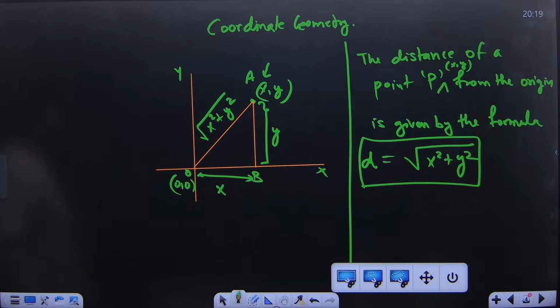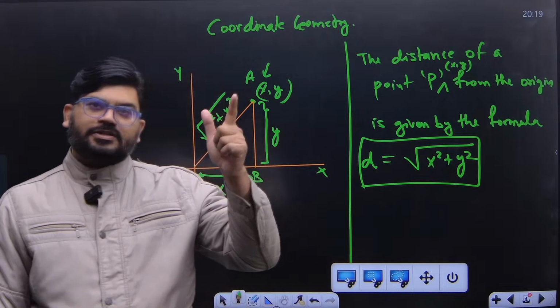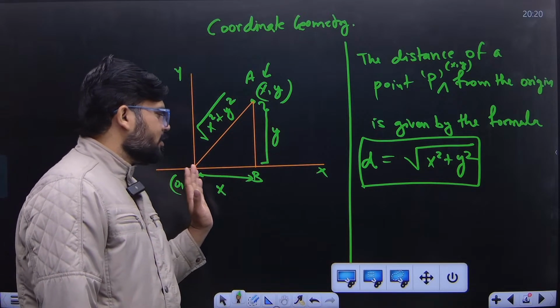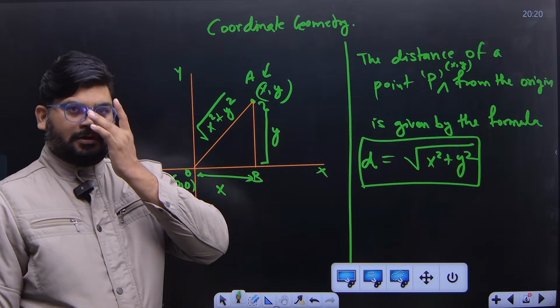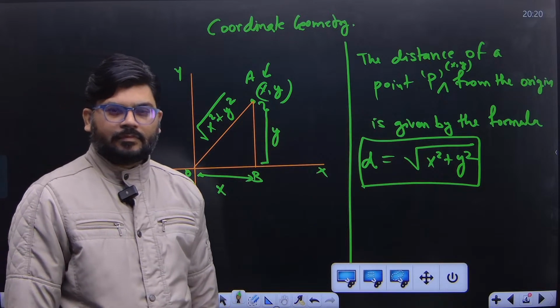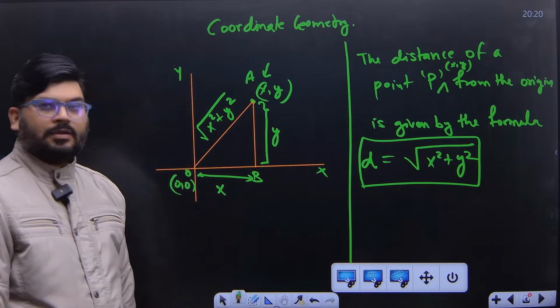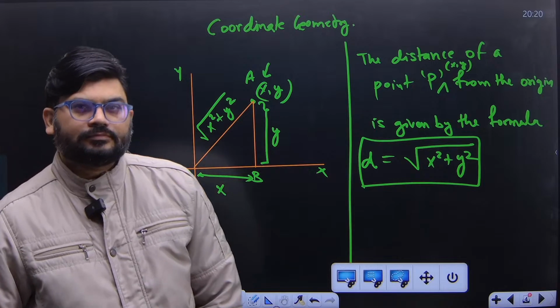Done? So distance is always calculated using Pythagoras theorem. The first thing that should come into your mind. And if the starting point is 0 comma 0, it is always under root of x square plus y square. Okay?